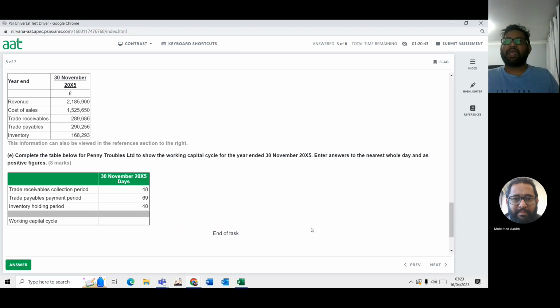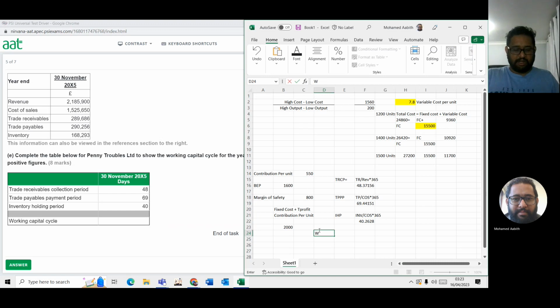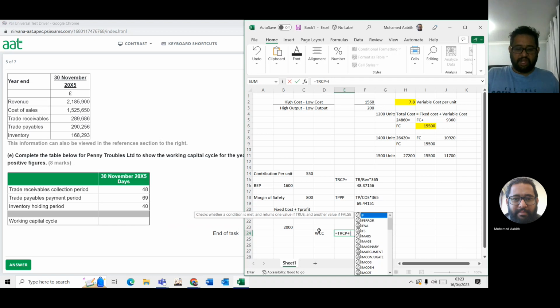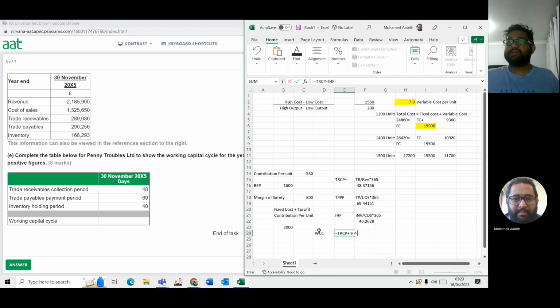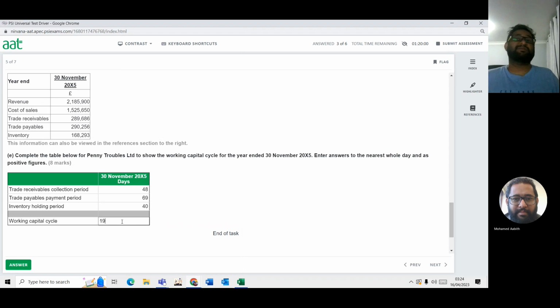And how do you calculate the working capital cycle? The working capital cycle, WCC, is calculated this way. It's your TRCP, trade receivable collection period, plus your inventory holding period, minus your trade payables payment period. So that's how it should be. It's going to be equal to 48 plus 40 minus 69. That gives you 19 days, which is not a bad cycle.